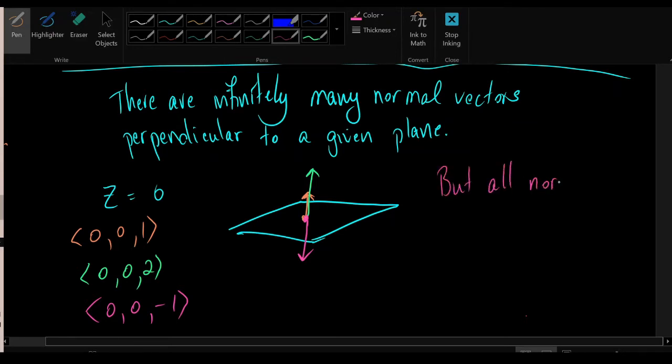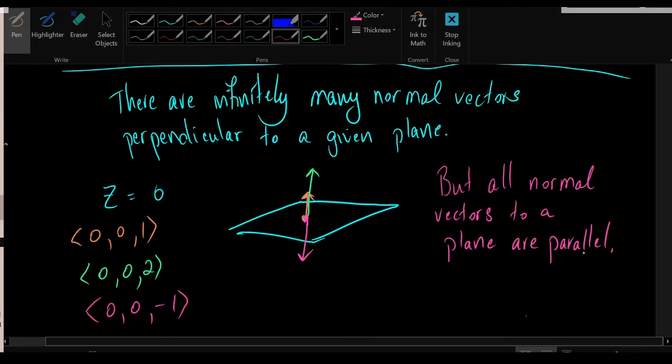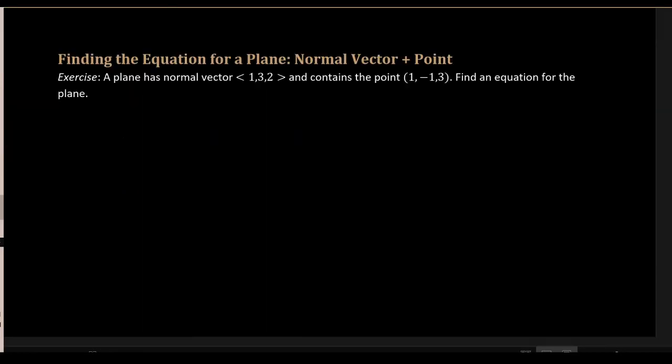All the normal vectors to a plane are parallel. They all do have to be parallel one to another. More often you will know what the plane's normal vector is, and you'll know the identity of a single point contained by the plane. If you have those two pieces of information, then you can find the equation of all the points on the entire plane.